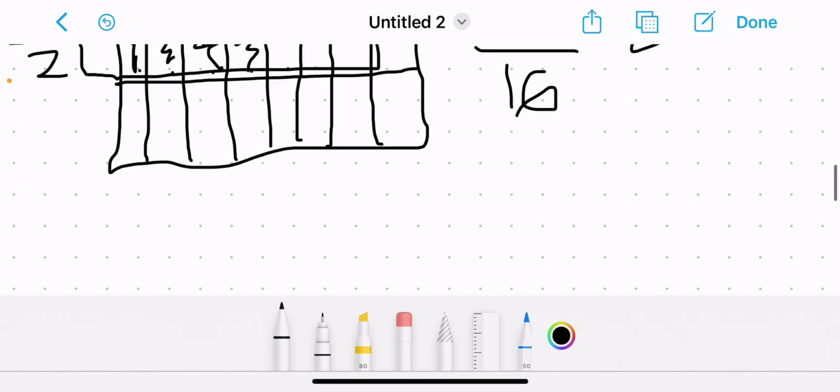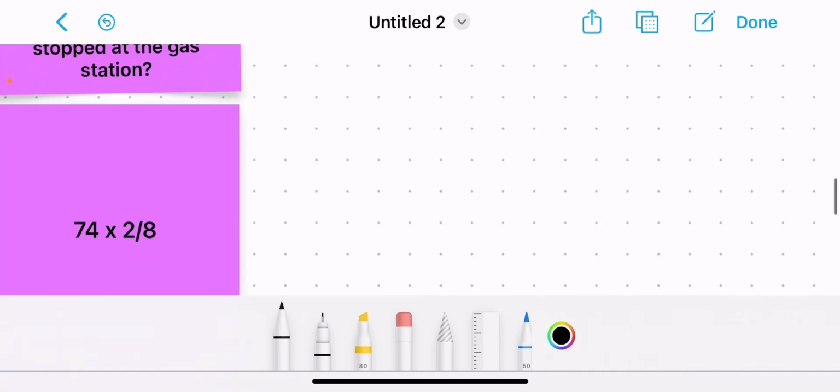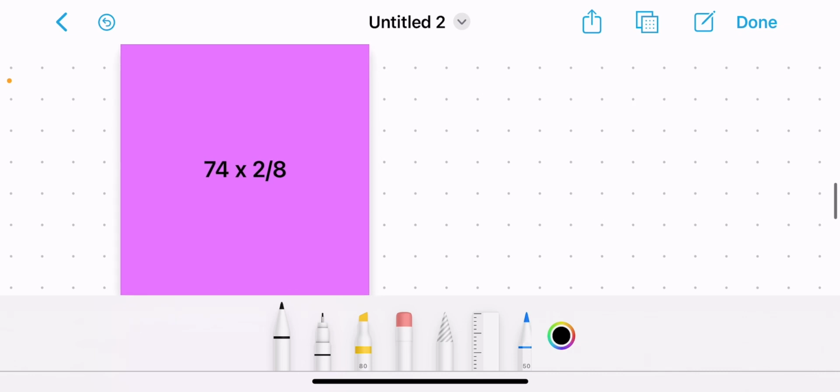Here's the next practice problem. Let's do 74 times 2/8. It's been a little bit since we've worked on multiplying fractions times a whole number, so this is a great time to review. I want you to pause the video and try this on your own.